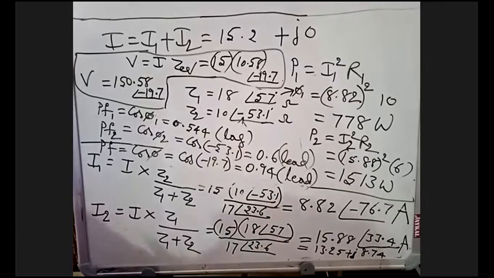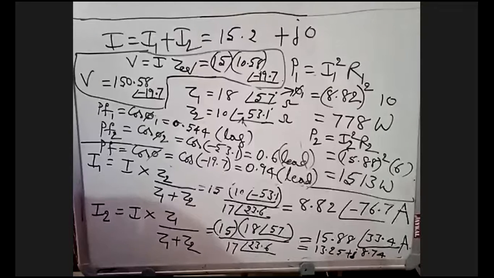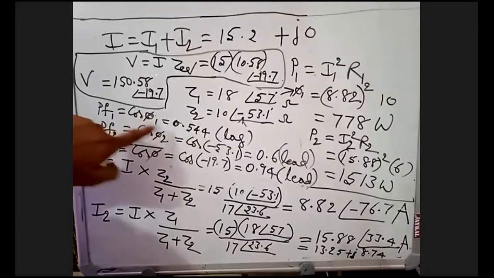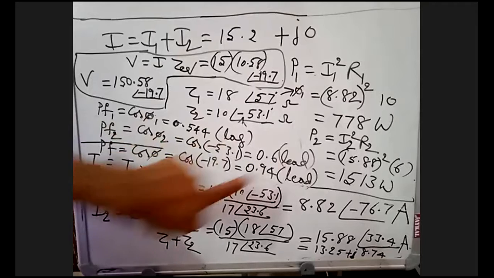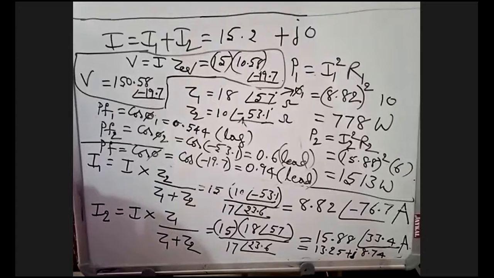I am writing leading. Why? What is the phi value in Z equivalent, negative or positive? Negative. If it is a negative angle, it is leading. If it is positive, it will be lagging. In the first value, phi 1 is positive, lagging. Phi 2 is negative, leading. In Z equivalent, phi is negative. Negative means leading. Write a note: if the angle is negative, it is leading; if the angle is positive, it is lagging. Okay, completed?